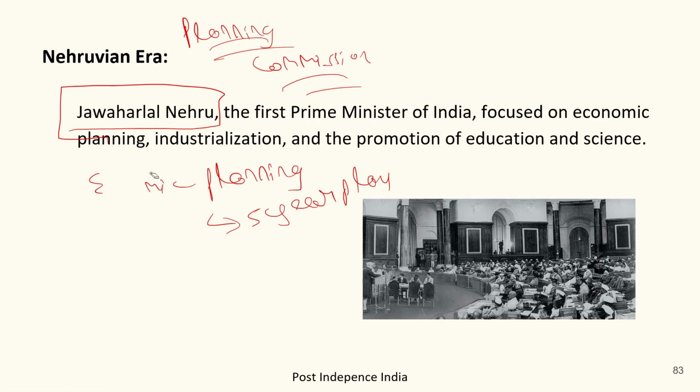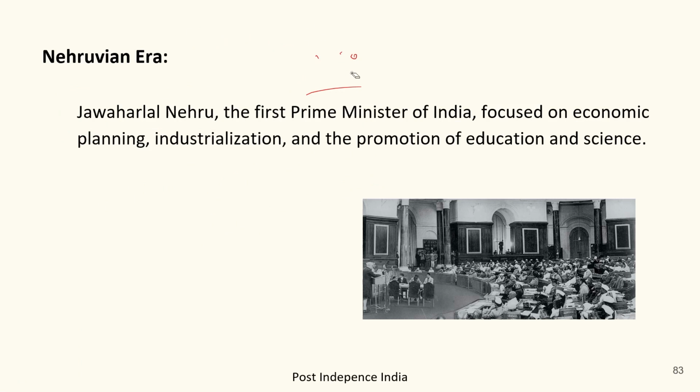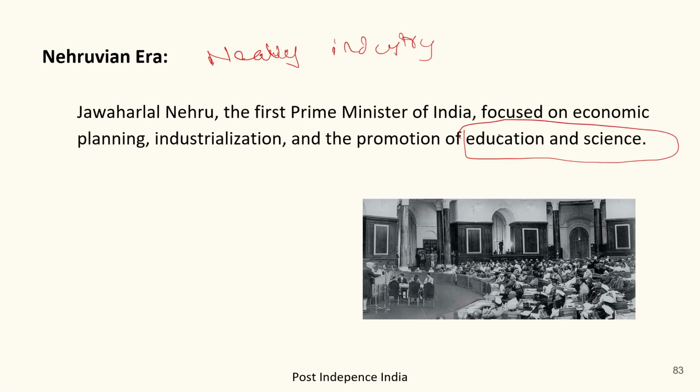Second was industrialization. Actually, during the independence time, we had some industries like iron and steel and coal industries. After independence, India focused on the heavy industries first, because we had heavy industry at that time. So we promoted these industries. Second, and the last one was education and science, like the formation of the IITs, the IIMs and the AIIMS. So these were the main institutions opened during the Nehruvian era. Got it?